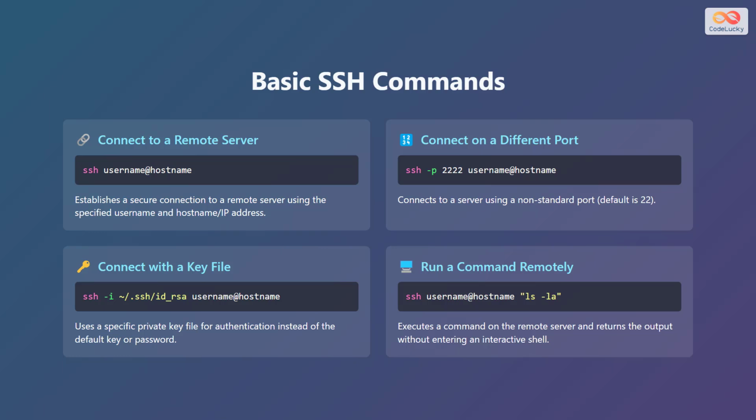To connect with a key file, you can use the command ssh -i ~/.ssh/id_rsa username@hostname. This uses a specific private key file for authentication instead of the default key or password. Finally, to run a command remotely, you can use the command ssh username@hostname ls -la. This executes a command on the remote server and returns the output without entering an interactive shell.